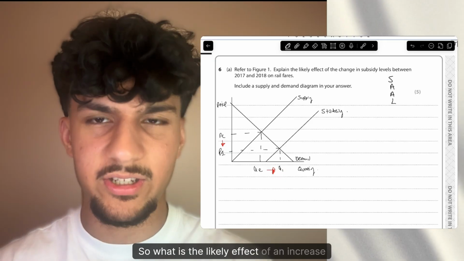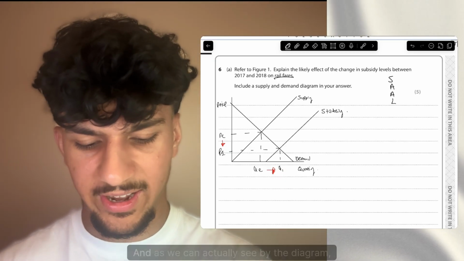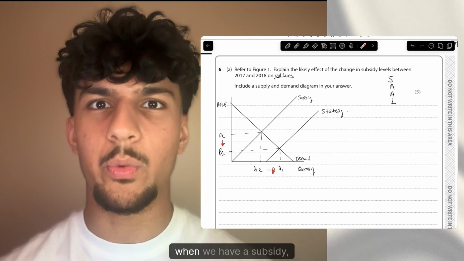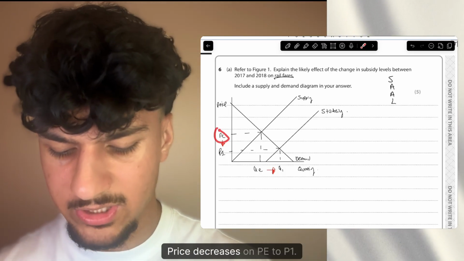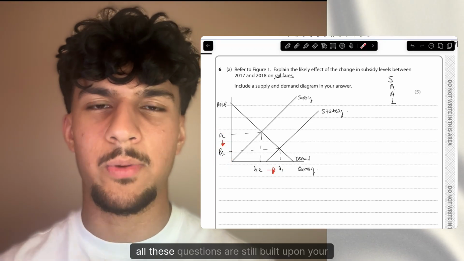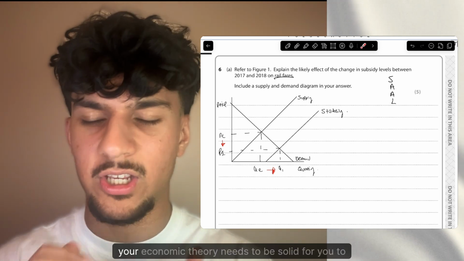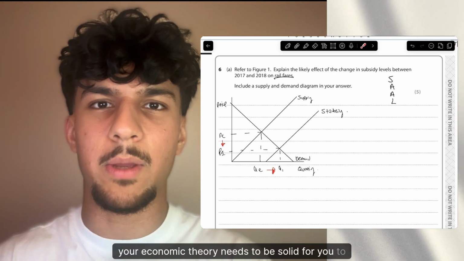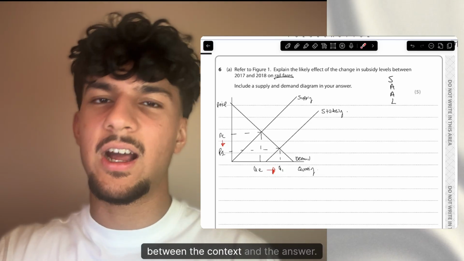So what is the likely effect of an increase in a subsidy on rail fares? And as we can actually see by the diagram, when we have a subsidy, how does it affect the price of the rail fares? Price decreases from PE to P1, so that would be my point. And like I said, all these questions are still built upon your economic theory. You need to know your economic theory, it needs to be solid for you to be able to build those connections and build that bridge between the context and the answer.